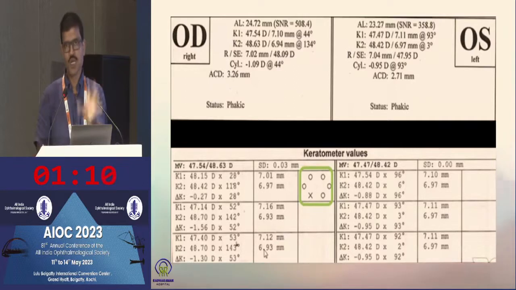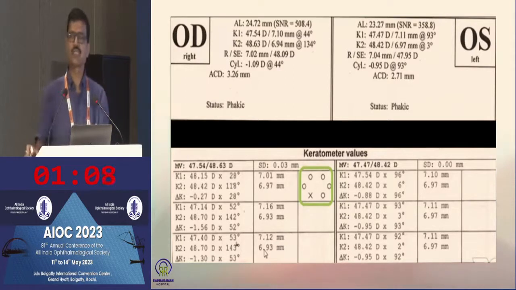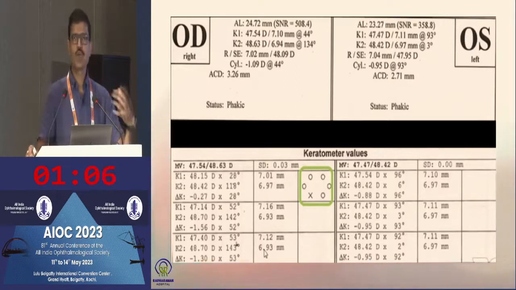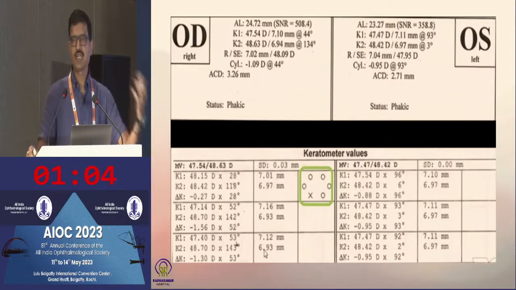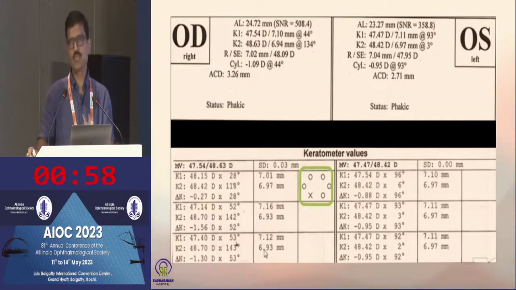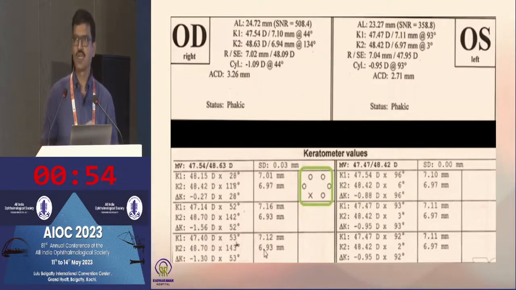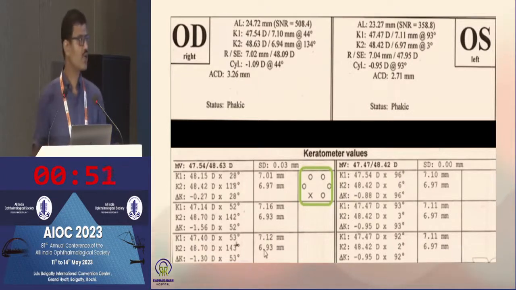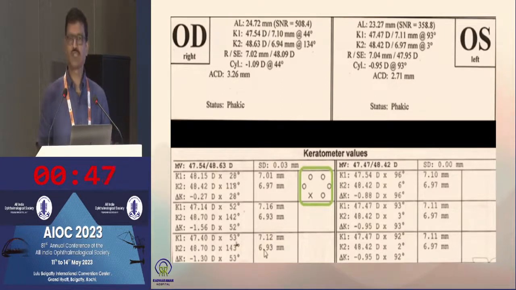So if you come across these sorts of readings, it's important for us to actually go and analyze the readings that come from the biometry rather than blindly believing them, and find out whether the surface is doing well and the biometry has been taken in the proper settings. So these were just a few nuggets on the toric calculation with regards to the contemporary tools that we have in the industry.